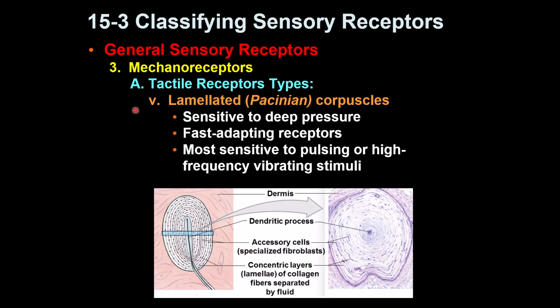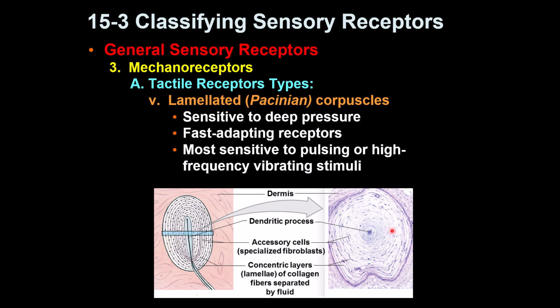The other one is called the Pacinian corpuscle or lamellated corpuscle. They are located very deep, in the lower part of the reticular layer of dermis, or they may be in the hypodermis. They are bigger. This is a nerve ending, this is a dendrite, and all these lines that you see are the collagen fibers, and these dots are the fibroblasts. Between them you have the fluid.